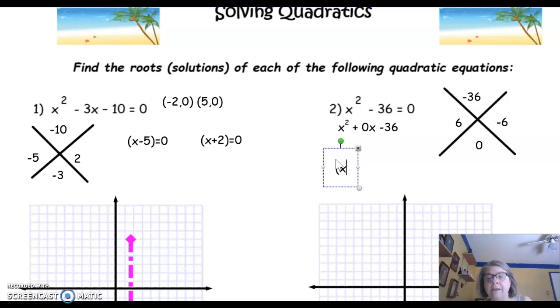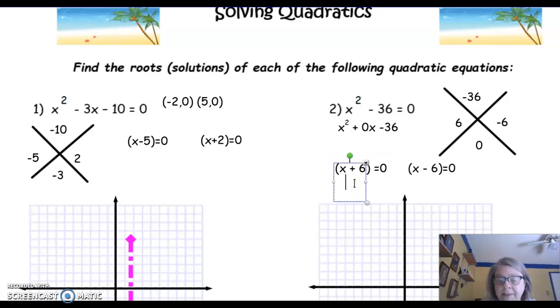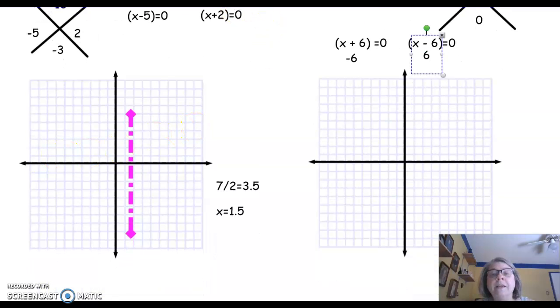My factors are x plus 6 and x minus 6. Now if you think about putting both of these equal to 0, you're going to see that the first root is going to be negative 6, because negative 6 plus 6 equals 0, and then this root would be just 6, because 6 minus 6 is 0. Then if I wanted to find those on my graph, let's get a little pen here.